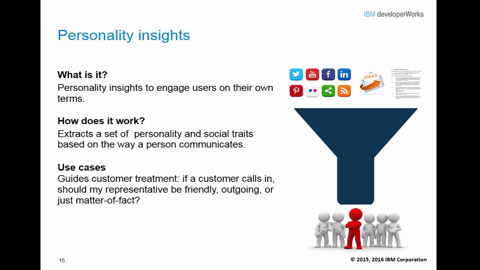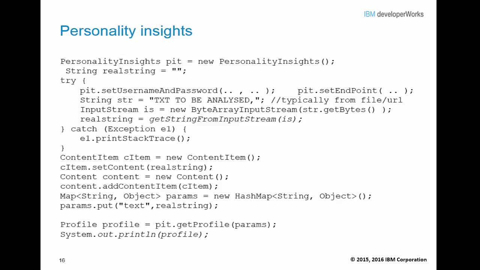For example, Personality Insights can analyze a customer's Twitter stream to help a travel agency decide between offering the customer a budget or a luxury trip. This code snippet is sending a text string to Personality Insights API and returning the profile of the person who wrote the text.